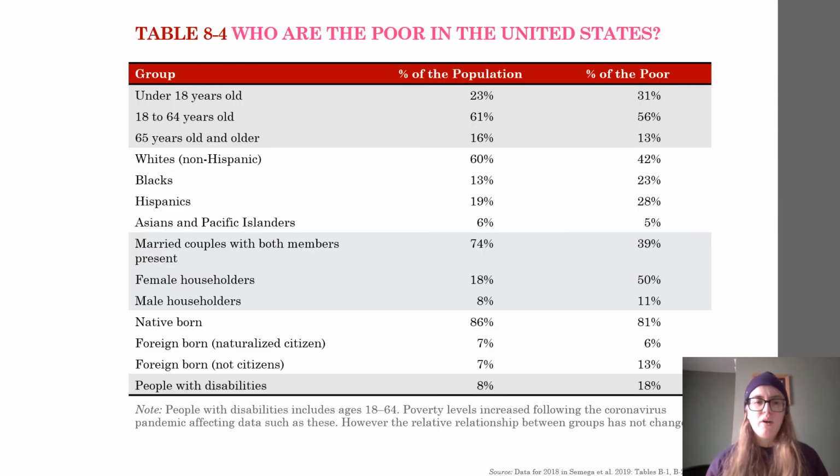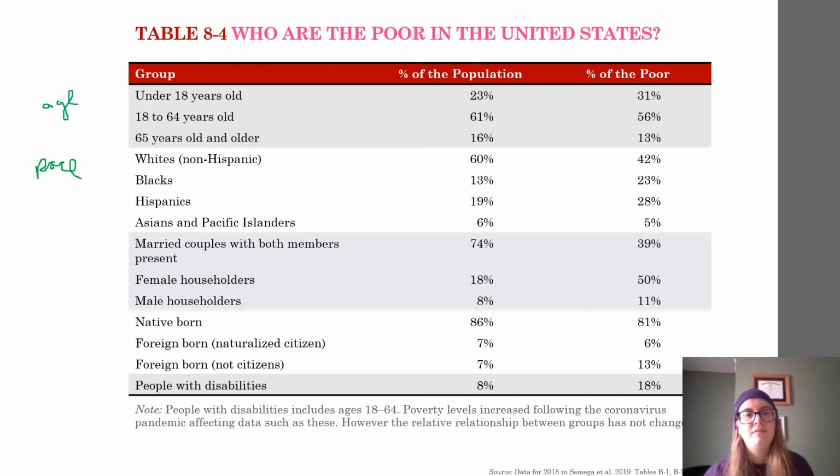And just thinking about the poor, here's one way to visualize how we can describe the poor. Here we have different groups that we can analyze, for instance, by age, race, whether you're married or single, whether you were born in this country, whether you're a citizen or not a citizen, as well as people with disabilities.